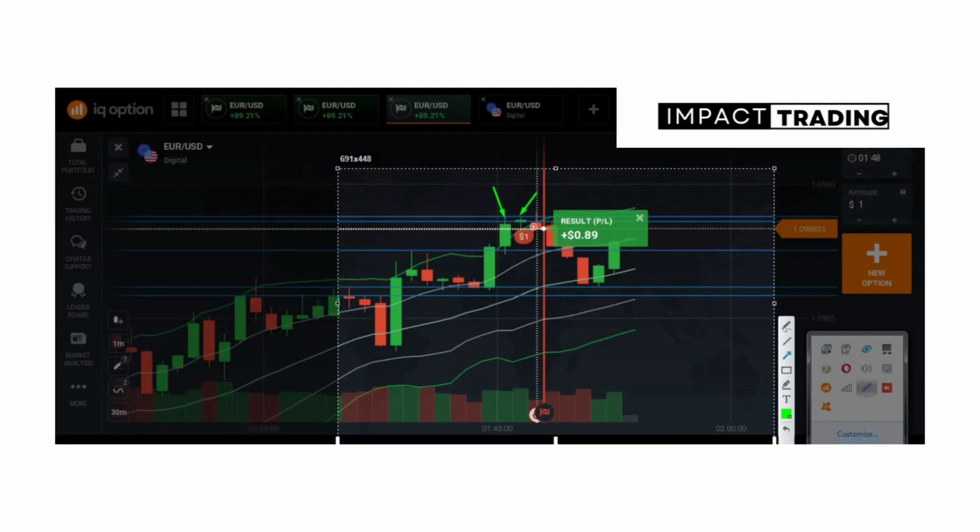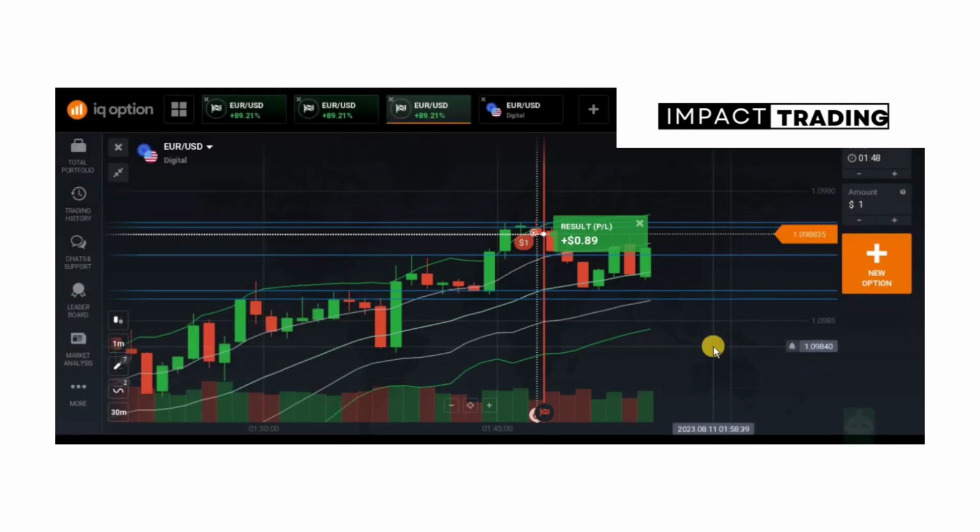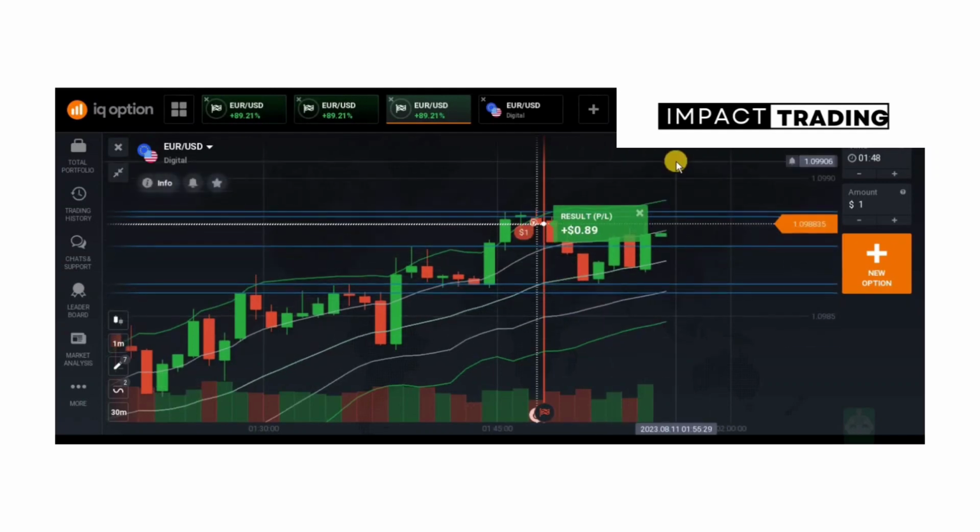So that is the explanation for the video for today. As you can see, the market has come back to this resistance level, to this previous support level, and it's going up again, but I believe there is a change of trend coming up. So that is that for this video.